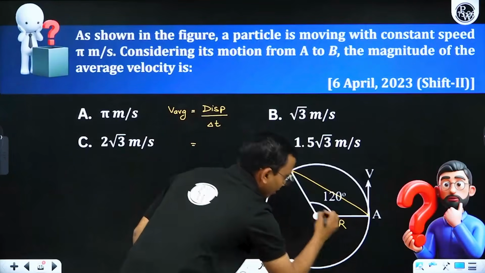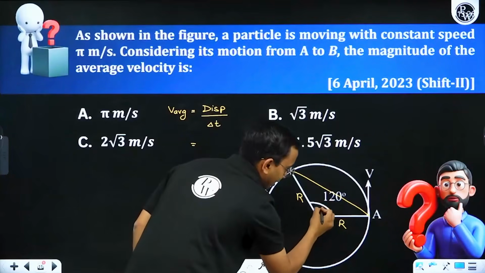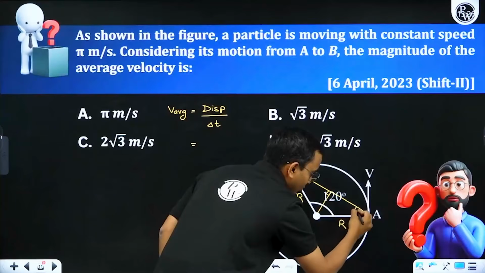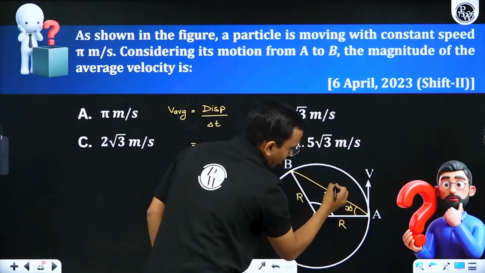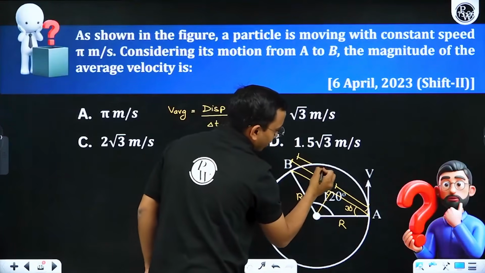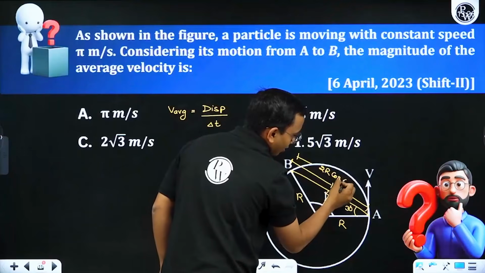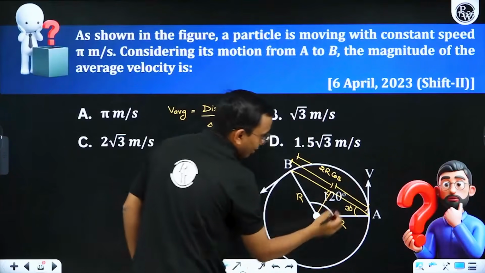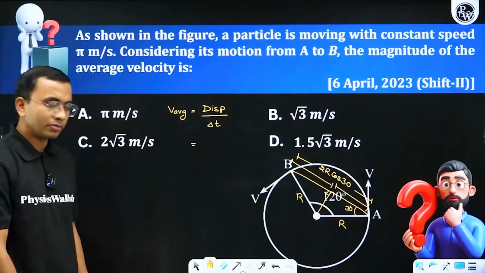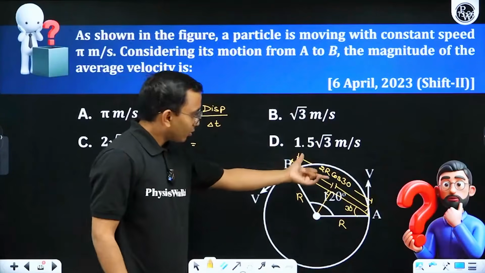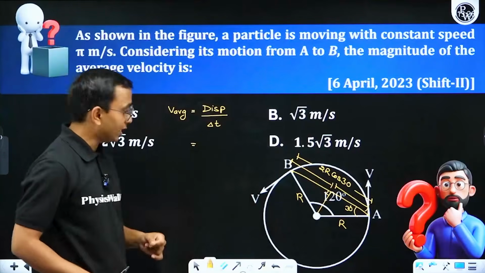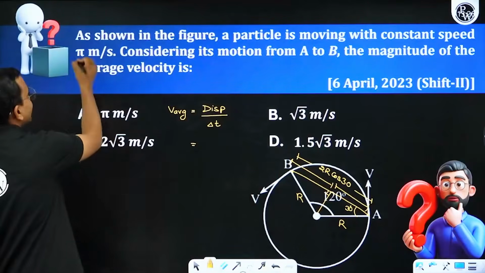This is R, this is R, this angle is 120 degree. So what I'll do, making this perpendicular, this becomes 60, this becomes 30. So this becomes R cos 30 and this is also R cos 30. So this total becomes 2R cos 30. So this is my total displacement, and what is the time it takes to go from A to B, that also we need to find. Now here it is mentioned the speed is pi meter per second.